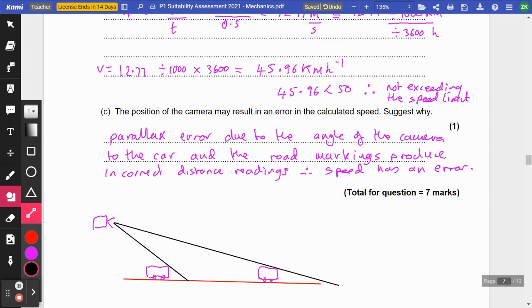And if you're looking again, it will see the marking further up. So the car's actual position is here. The marking that it's over is directly underneath. However, the angle of the camera will see the marking here, the further up, and then the marking even further away when you're looking at the car further along the road. So there is a difference in the distances that the camera picks up. That's what we call parallax error. Due to the angle of the camera to the car and the road markings, it produces an incorrect distance reading, therefore speed has an error.